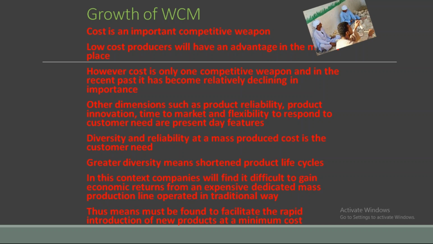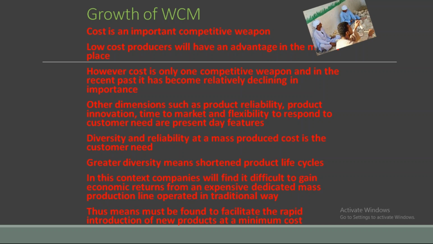So we can see, when you go to certain places at certain times, you know it's very expensive, but we know you get a quality product. But sometimes when you want a cheaper thing, you go and bargain and bargain and bargain and buy the cheaper thing. So cost is only one competitive advantage, and in the recent past, what we are saying is cost is not all that important. It is important, but it is not all that important. Other dimensions have come up.